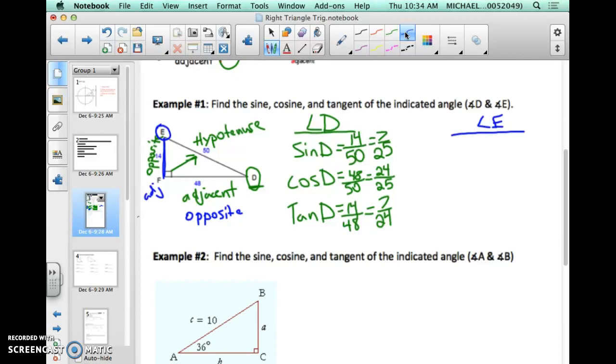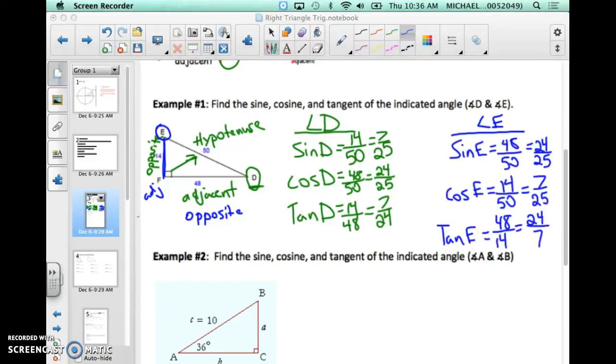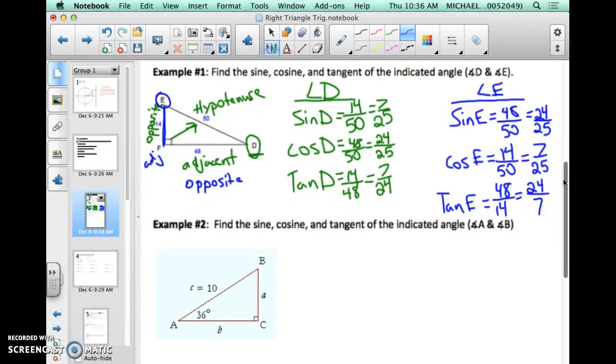So pause the video, go ahead and find the sine, cosine, and tangent ratios for angle E. At this point you should have paused the video and found the trig ratios in reference to angle E. I have sine of E is 24 over 25, cosine of E is 7 over 25, and the tangent of E is 24 over 7. Hopefully your work looks like that. If you didn't get those ratios correct, please raise your hand and I will come check your work.